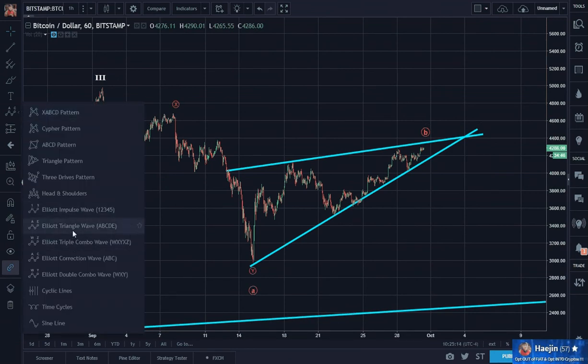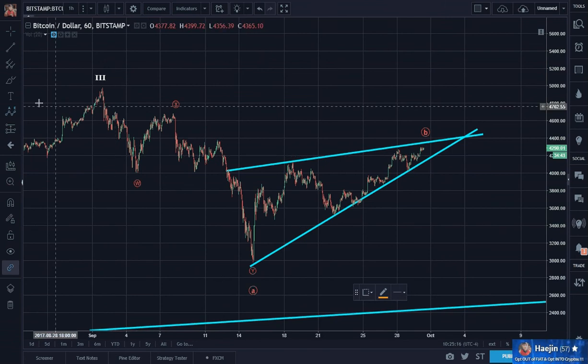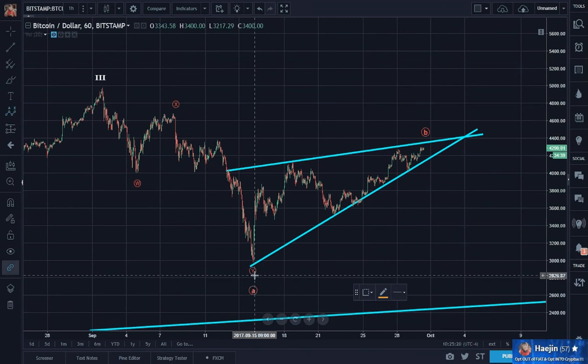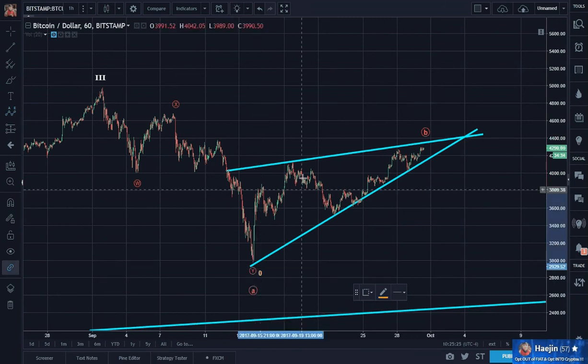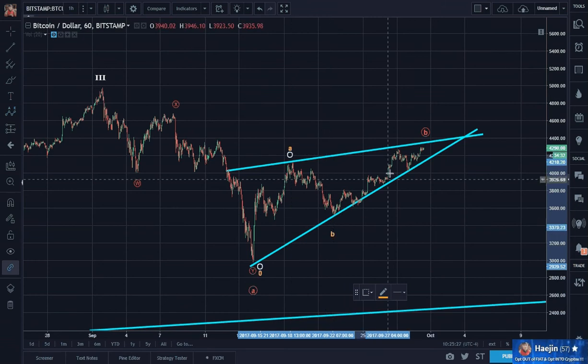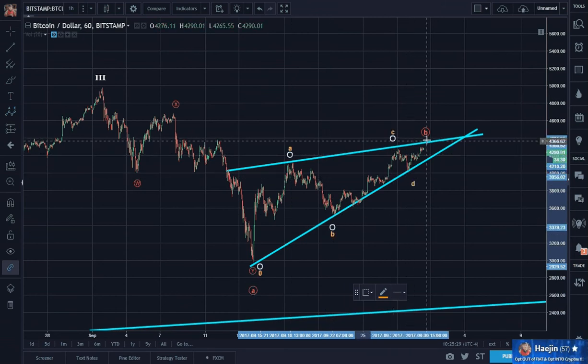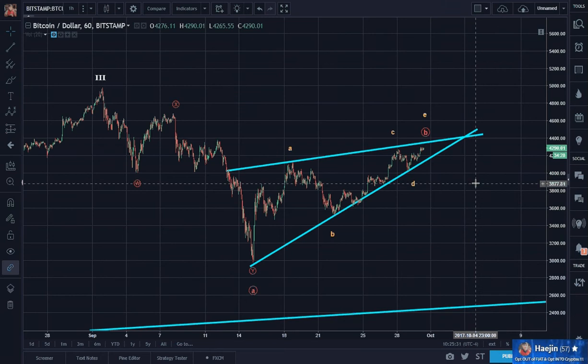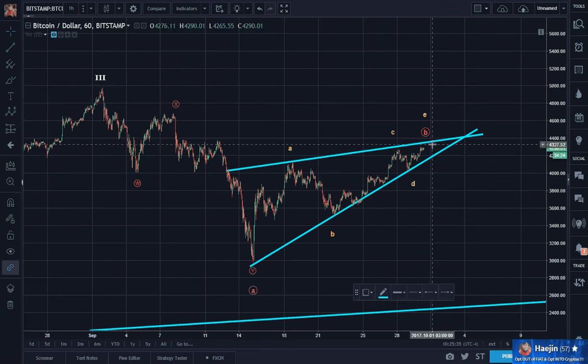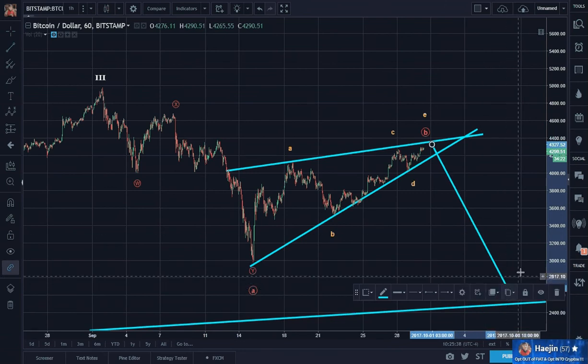Now, you gotta be careful because you don't count the down. If the overall trend is down, you don't count that as A. You count the down as a starting point. So I count this as A, B, C, D, and E. And if E is finished, there could be a swift downdraft. Absolutely.